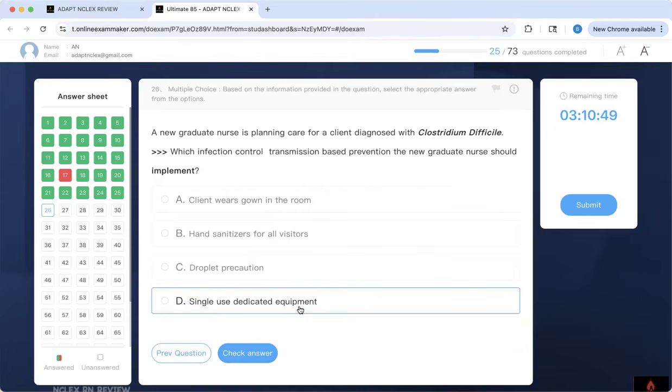Keep track. We're on 26. What did you get so far? I know you picked this because this is not droplet, it's contact. See C. diff, you got to wash your hands. Client does not wear anything in their room. By default, number 4 is the right answer.